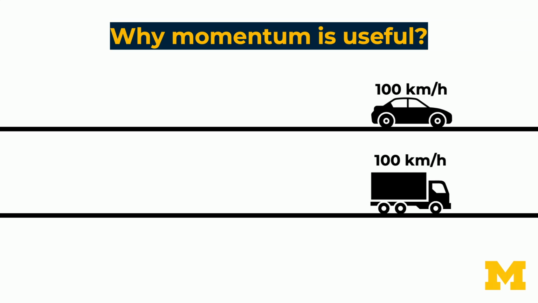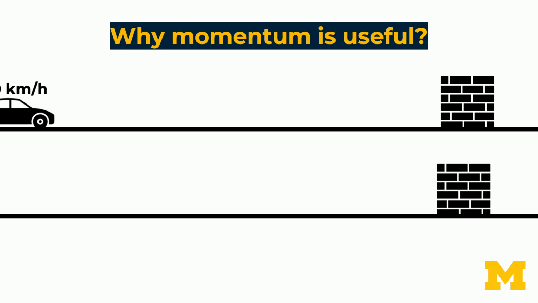On the other hand, if things are moving at exactly the same speed, but they have very different masses, they have very different momentums. So a car moving at 100 kilometers an hour and a truck moving at 100 kilometers an hour, they're going exactly the same speed, but their momentums are very different from each other. And that has a big impact on how we think about cars and trucks.